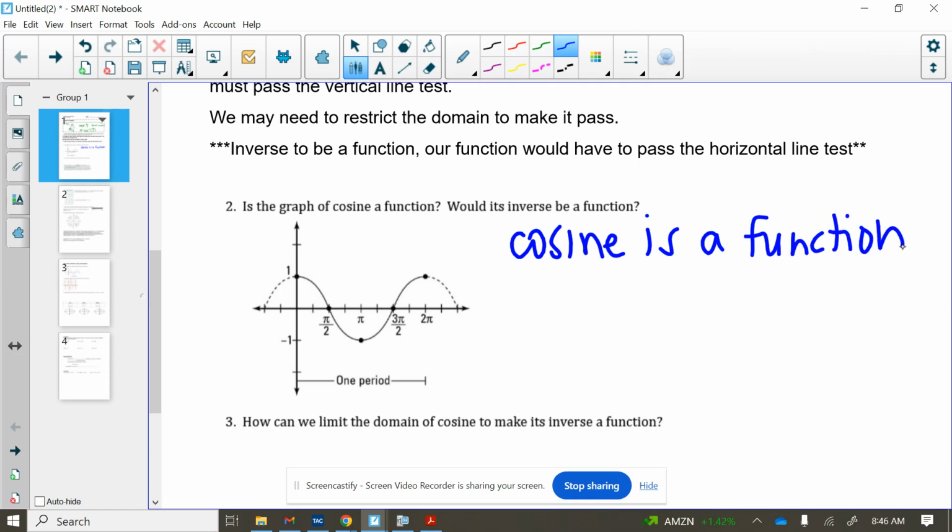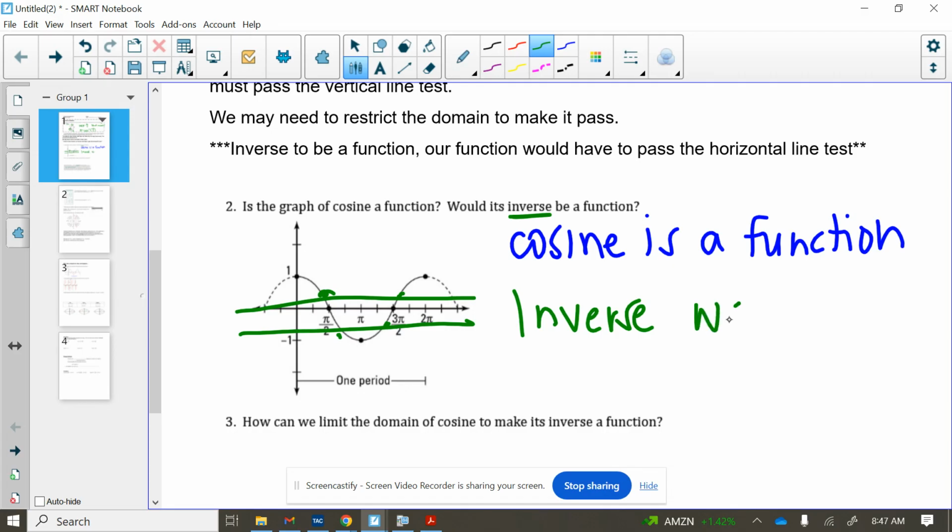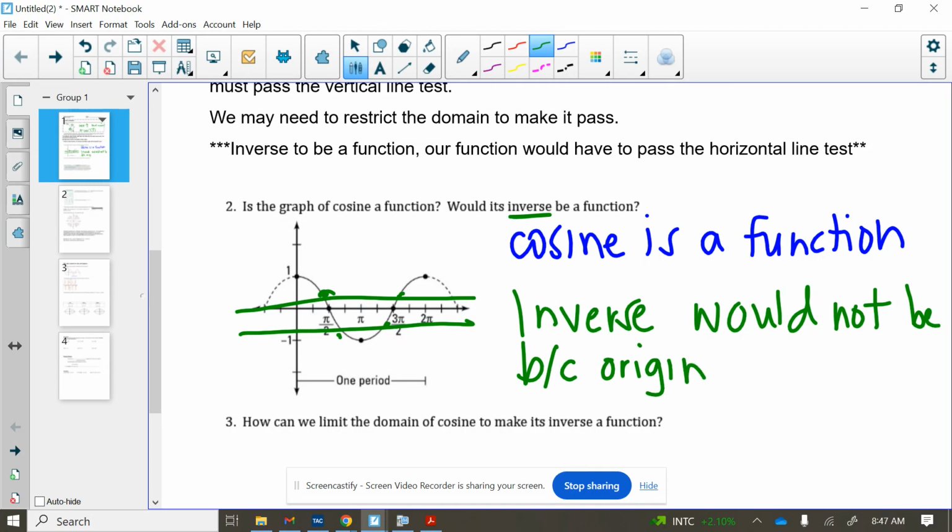However, if we think about its inverse being a function, if we drew in those horizontal lines, this would not pass, right? It's touching in more than one spot. So we would say that the inverse would not be a function, because the original does not pass our horizontal line test.